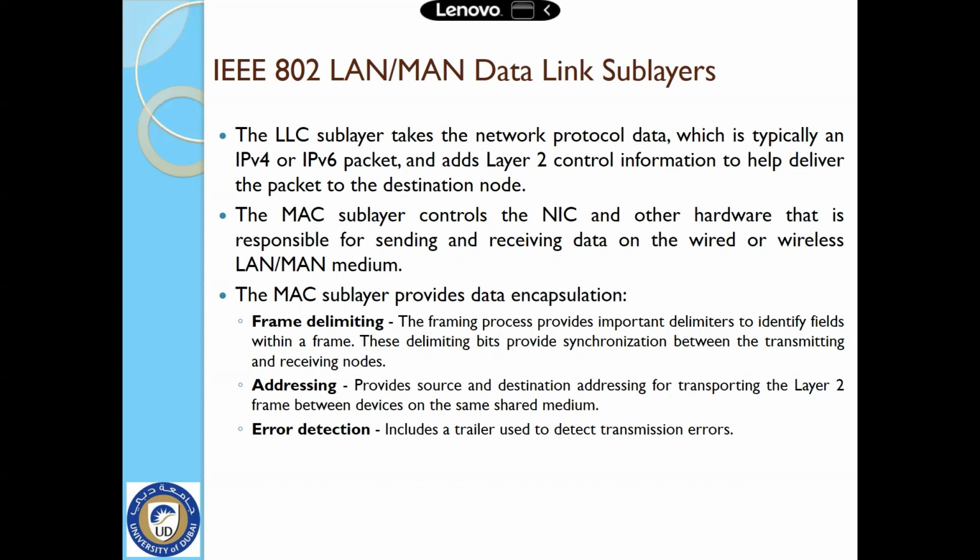Delimiting means that the framing process provides important delimiters to identify fields within the frame. These delimiting bits provide synchronization between transmitting and receiving nodes. Synchronization here is like you're sending data in a sequence, so frame number 1, frame number 2, and so on. Those could also be part of the trailer that is added to the IP packet or data packet. Addressing provides the source and destination MAC addresses, to transport the layer 2 frame between devices on the same shared medium. Error detection is the trailer, the frame check sequence, which is also a cyclic redundancy check to detect if there are errors in the message.